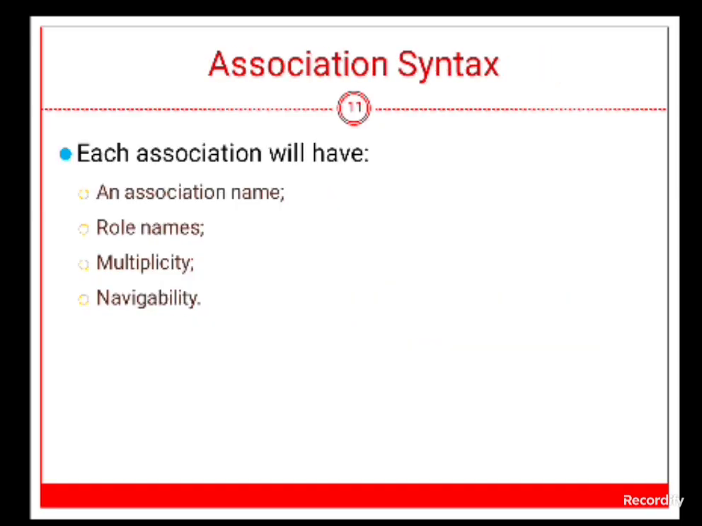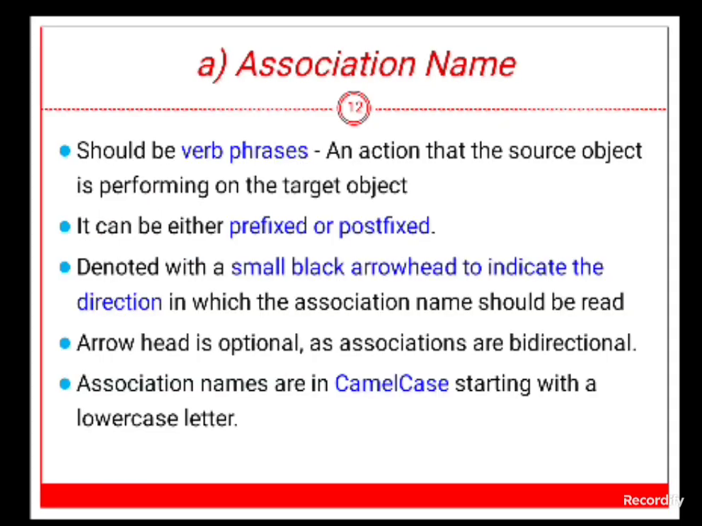So next one is association syntax. Every association contains four important elements: the association name, role names, multiplicity and navigability. These elements clearly describe how two classes are related.